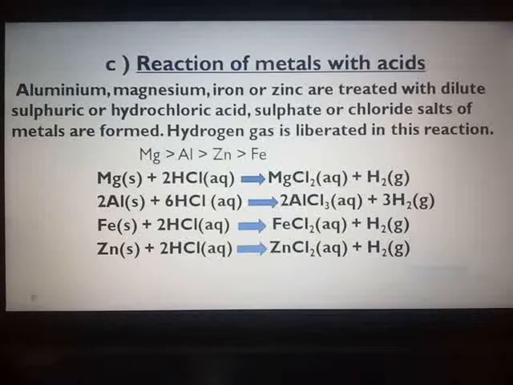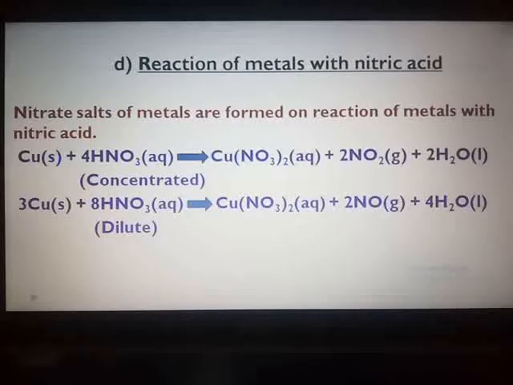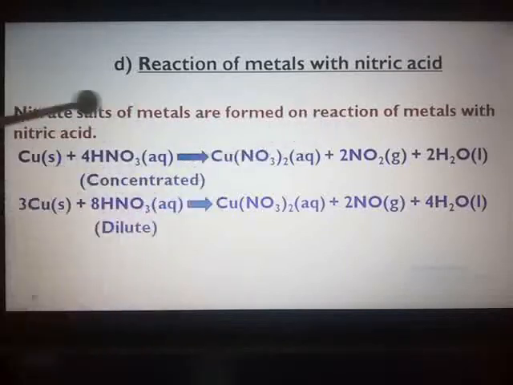Our next is reaction of metals with nitric acid. Especially they have given with nitric acid, so nitrate salts. In the previous case you have seen when sulfuric acid, then sulfate. Hydrogen chloride or HCl, then chloride salts. So when it is nitric acid, the salts formed are nitrate salts of metals.